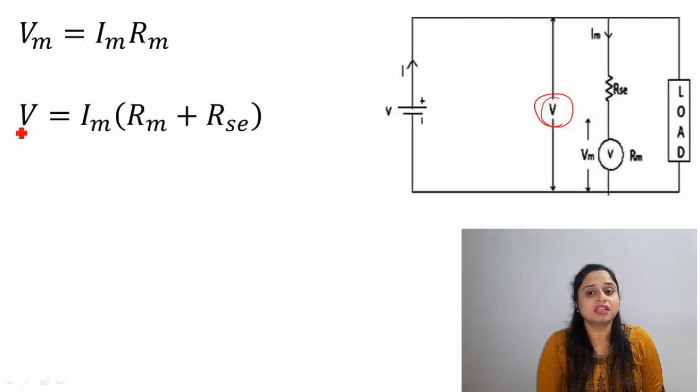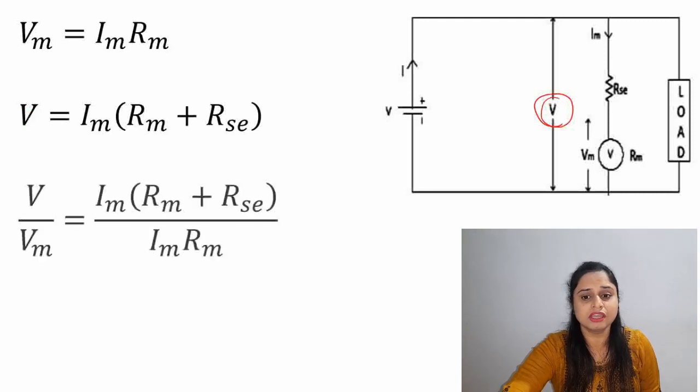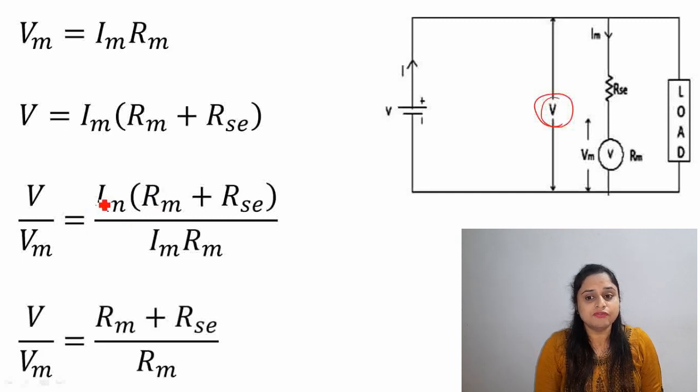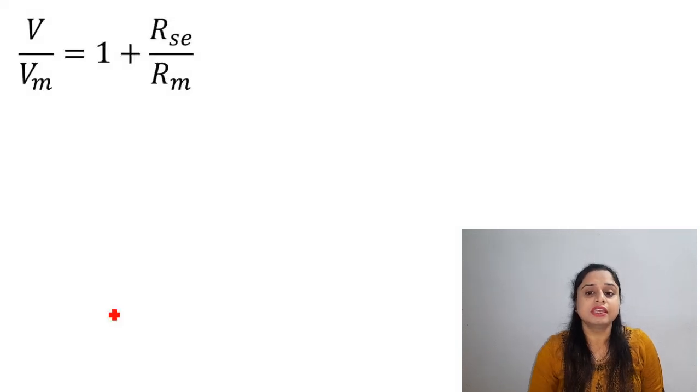We have to take the ratio of V by Vm, or you can say Vm by V, any ratio you can take. Here we are taking the V by Vm ratio. Substitute the values of V and Vm. We will get this equation. Solve this equation. Here Im will get cancelled. So you will get the simplified equation as V by Vm equals Rm plus RSE divided by Rm. Again you can simplify it by dividing the right hand side by Rm. So we will get V by Vm equals 1 plus RSE upon Rm. This is one equation.